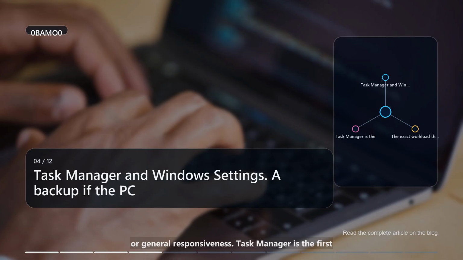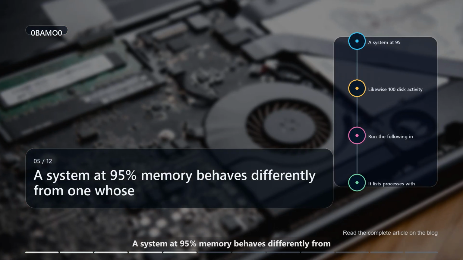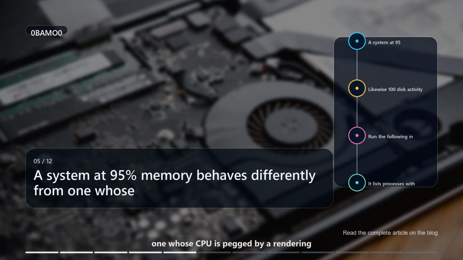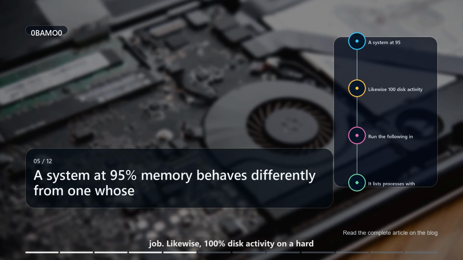Task Manager is the first useful tool because it separates CPU, memory, disk, network, and GPU pressure. A system at 95% memory behaves differently from one whose CPU is pegged by a rendering job. Likewise, 100% disk activity on a hard drive is not the same problem as a GPU-limited game.